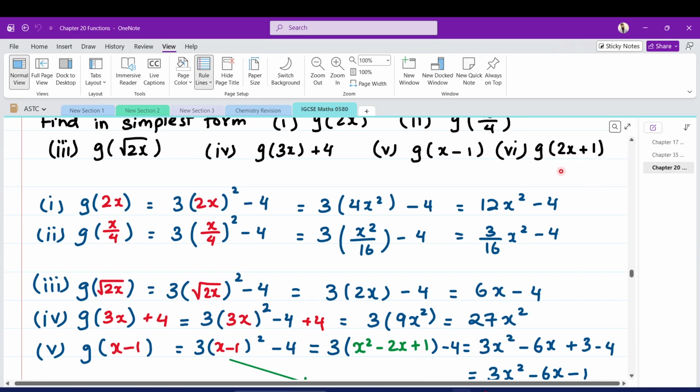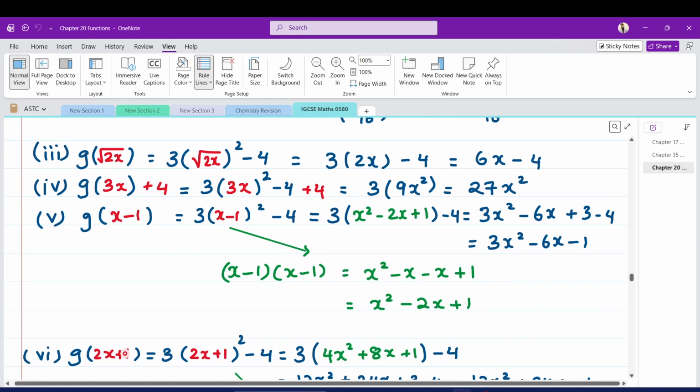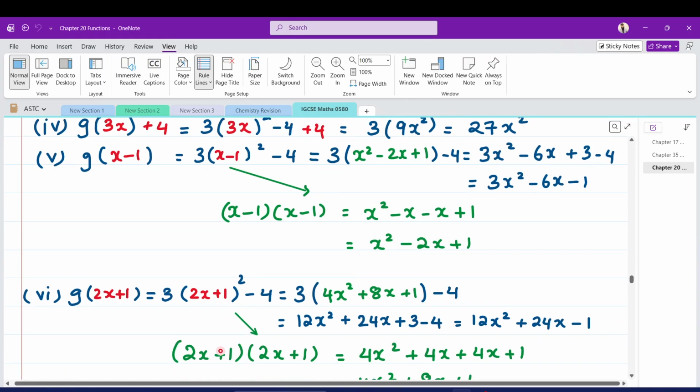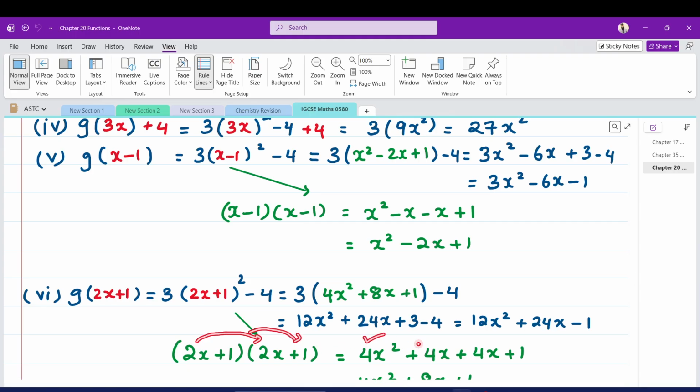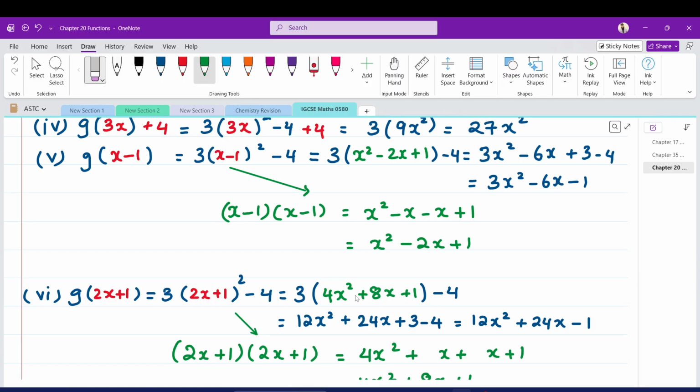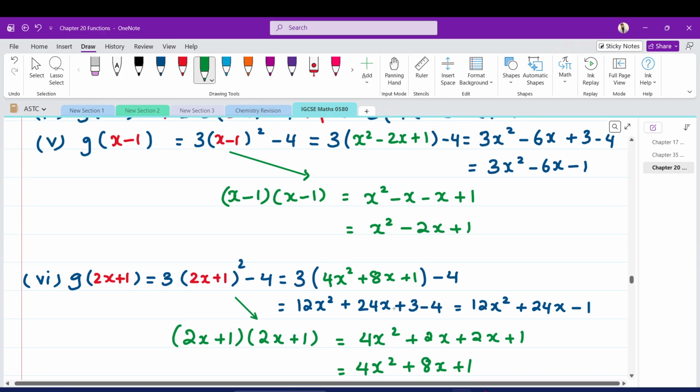And then lastly, we have 2x plus 1. So again, I'm going to substitute 2x plus 1 over here, and then we're going to expand the bracket at the bottom. So 2x multiplies with 2x and then multiplies with 1. So you get 4x squared plus 4x. Sorry, my bad. So we have 2x times 1. So that would be 2x. Then we have 1 multiplied by 2x. Again, that is 2x. So the final answer should be 4x.